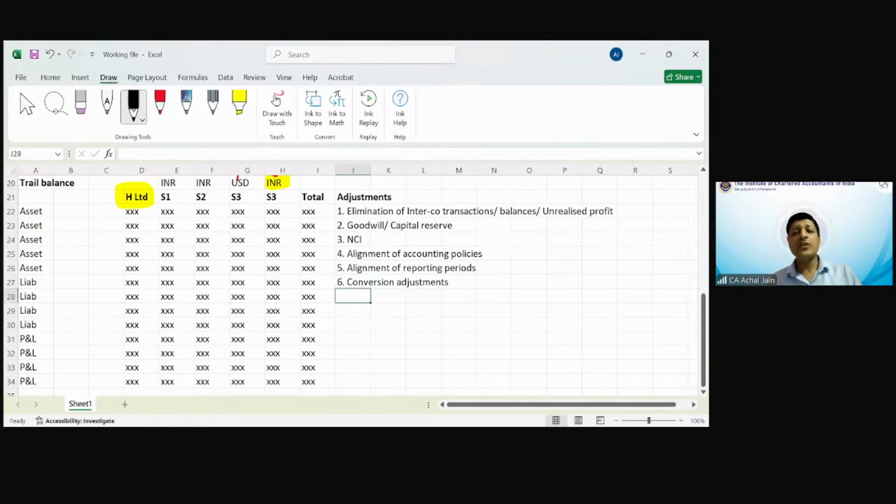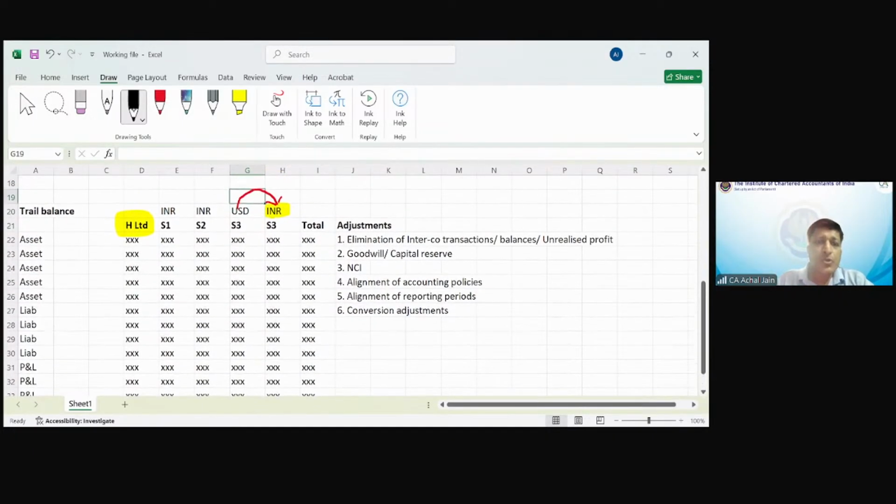As far as conversion adjustments are concerned, one aspect is, of course, translating the financial statements from USD to INR. There's another adjustment which may arise. It may happen that the GAAP which S3 is following is different from Ind AS. Let's suppose S1 follows Ind AS, H follows Ind AS, S2 follows Ind AS, but S3 follows US GAAP. Possible or not? Yes, sir, possible.